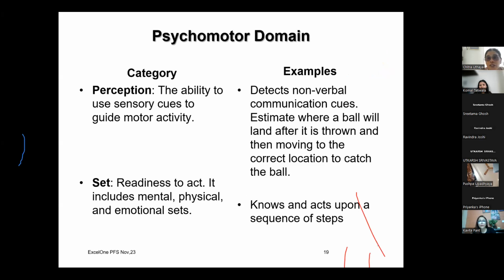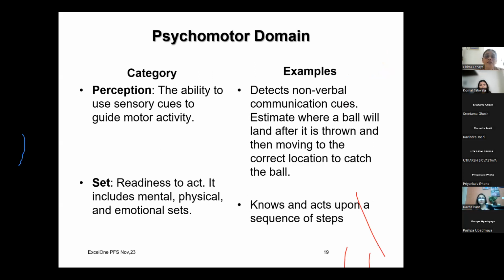So perception is the simplest. So they're looking, and then I've given you an example. How does a child detect nonverbal cues, like estimate where a ball should be thrown, or estimate the puzzle piece that has to be picked up in order to complete the jigsaw puzzle, etc. So that is to do with perception.